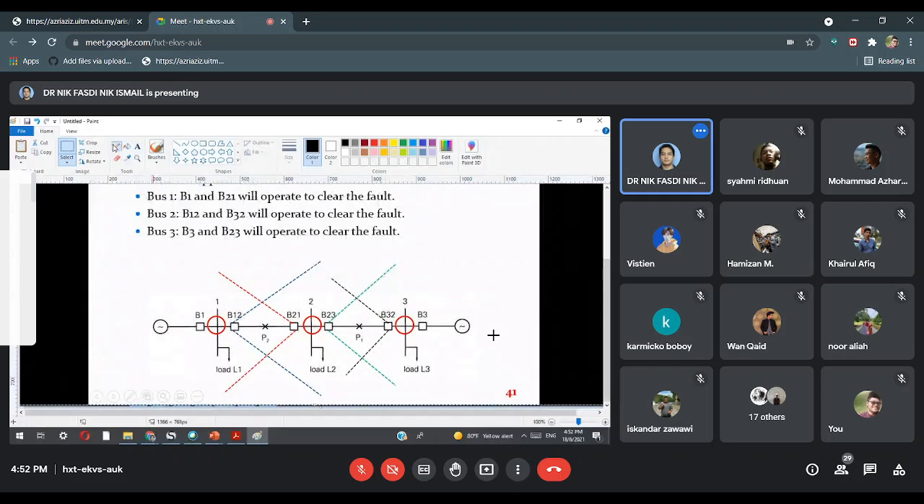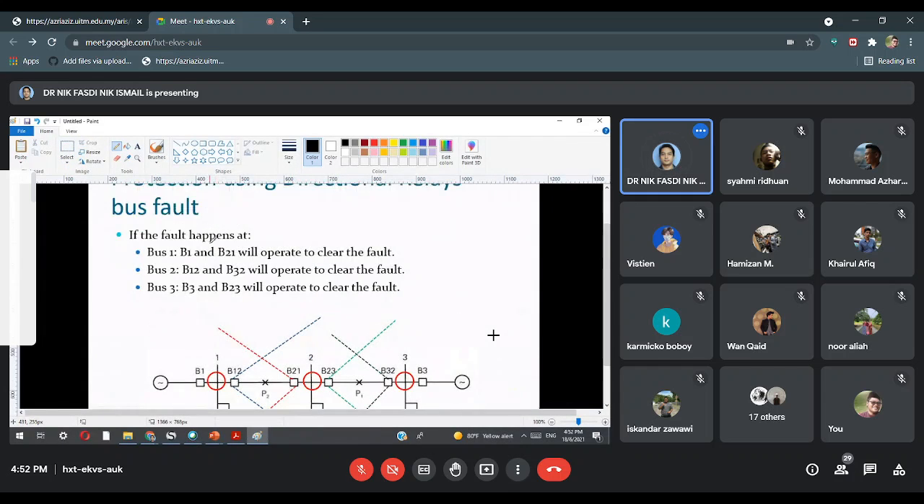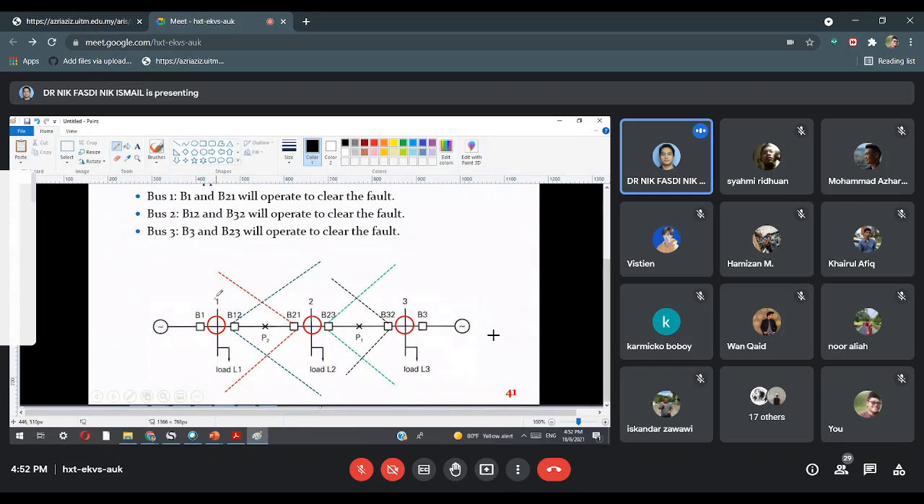Okay. If a fault happens at bus 1, and also at bus 2, and the other one is bus 3, these are the conditions. So B1 has to operate. When the fault is here, the current flows like this and stops here. So for a fault at bus 1, B1 and B21 will operate to clear the fault. B1 and then B21.